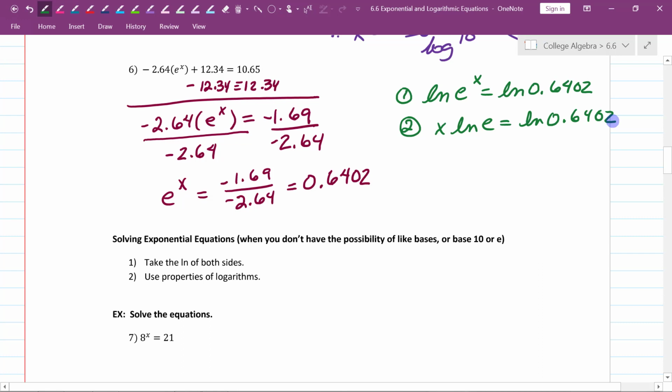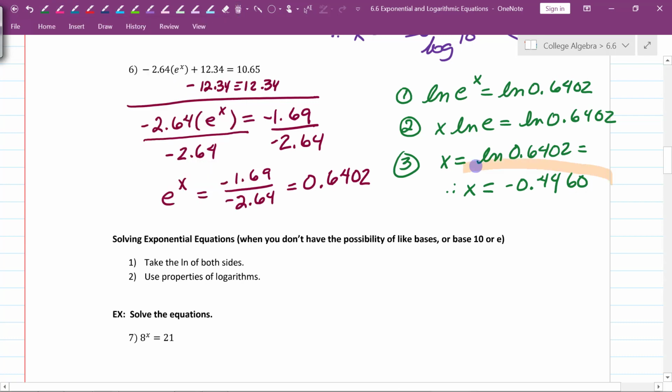So on step 3, we're solving for x. We could go ahead and just say x is equal to this, or you can divide through by the natural log of e, but it is just 1. So we can just say that x is equal to the natural log of 0.6402. Grab your calculator out, punch it in, and you should get, therefore, x is equal to negative 0.4460. And that, right here, is our final answer.